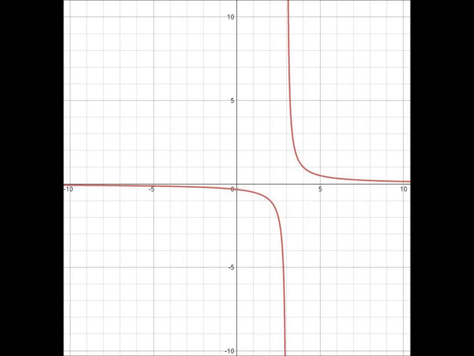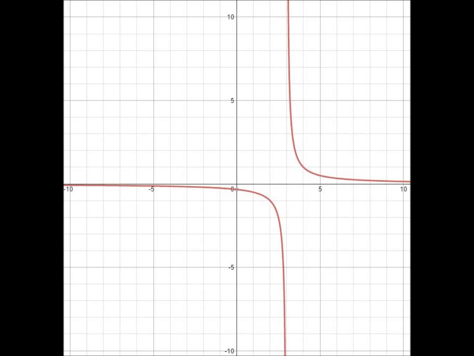To find the oblique asymptote, divide the numerator by the denominator. You get x plus 3 as a quotient, excluding the remainder. So the oblique asymptote is y equals x plus 3. If you look at the graph of this function, you'll notice that it is approaching this line.